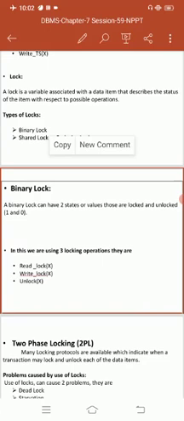For example, if lock of X is equal to unlocked, then begin: lock of X is equal to read locked, and number of reads of X is equal to 1. Automatically that information will be handled.